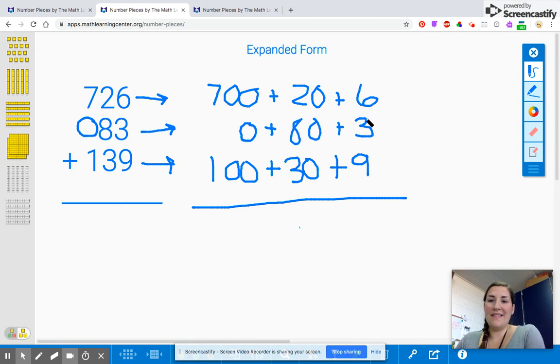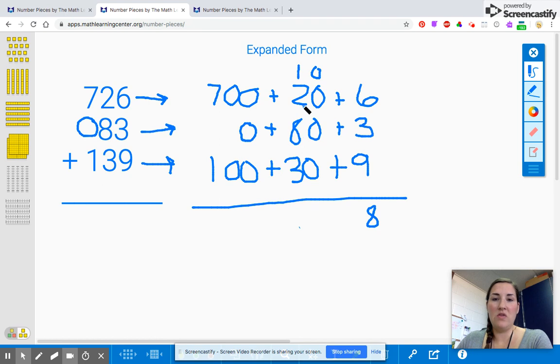I see that 6 and 3 is 9, and I know that 9 and 9 is 18. So I will have 18 ones. Well, I need to split that apart. 18 ones has a group of 10 and 8 ones. So I'll put that 10 up there to add with the tens, and I have my ones as 8. Next, I'm going to add my groups of tens.